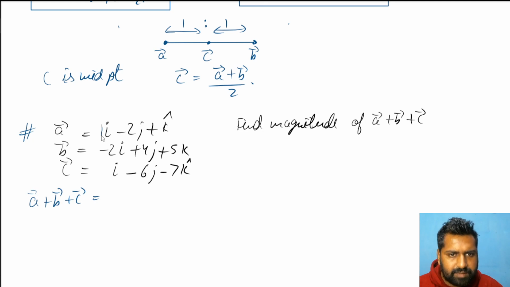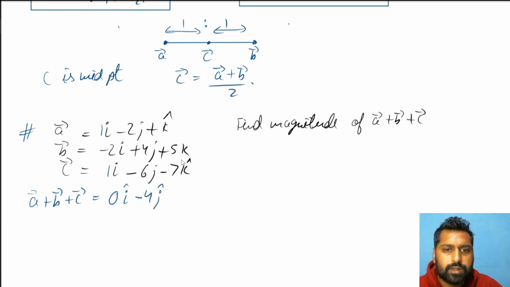So 1i, nothing means 1i. So 1 plus 1, 2 minus 2, 0. So 0i. 4 plus 4 minus 8, so minus 4j cap. And minus 7 plus 5 plus 1, 5 plus 1 is 6, minus 1, so minus 1k. I'll just write k. So this is a vector.